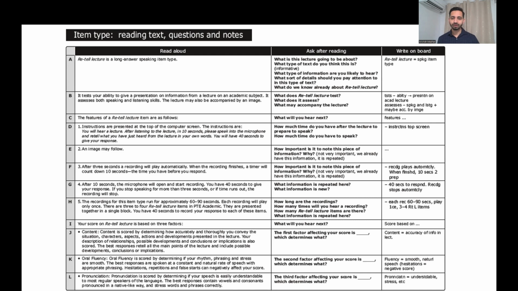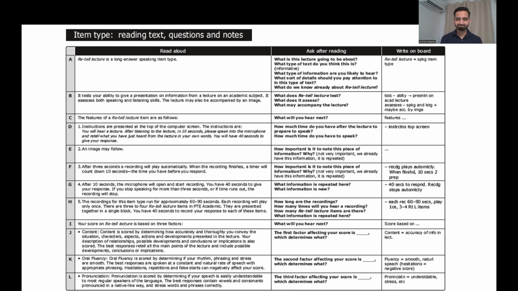An image may follow. How important is it to note this piece of information? Why? Not very important, right? Not very important, because it's not the main point here. We already have this information. It is repeated information. It's not that important. We can ignore that.